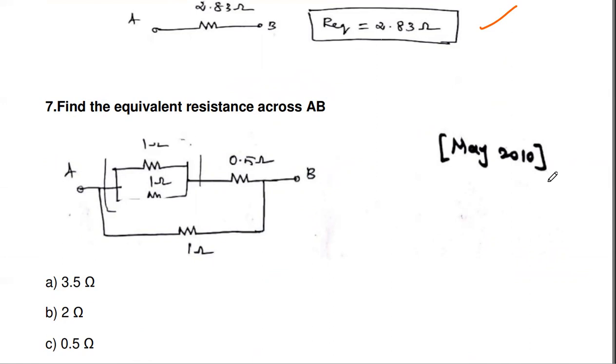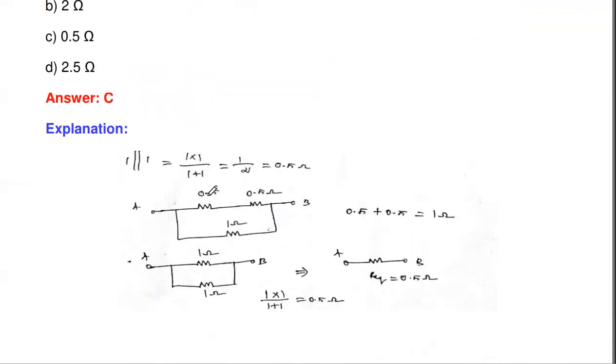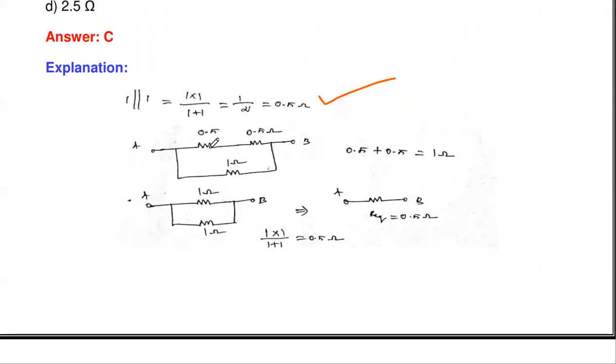So this is a May 2010 problem. This is terminal A, terminal B. Here some 4 resistances are connected. Find the equivalent resistance. First you see this is 1 ohm and this is also 1 ohm. These 1 ohm resistors are connected in which combination? Parallel. So first you reduce this 1 ohm parallel combination into one single resistance. Then that one is in series with the 0.5, then another parallel. So you solve first the one parallel with 1: 1 into 1 divided by 1 plus 1. So we get 0.5.